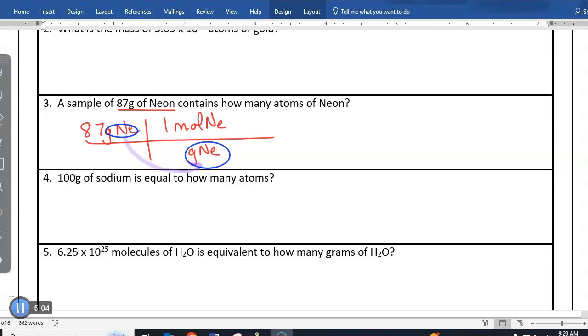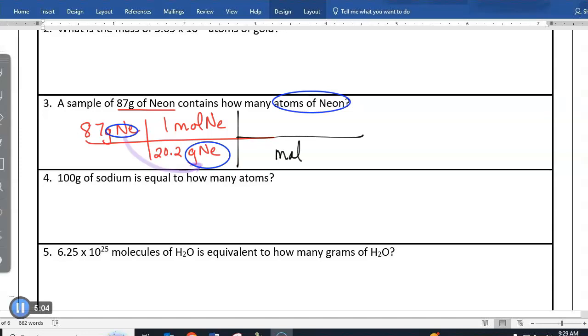So grams, where do I find grams? The periodic table, 20.2 grams for neon there. But we're at mole. What are we looking for? We are looking for atoms of neon. So we have to take one more step, that additional step to change it to atoms.